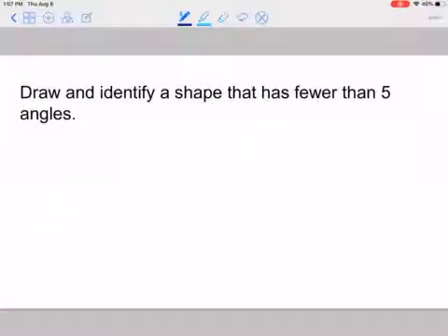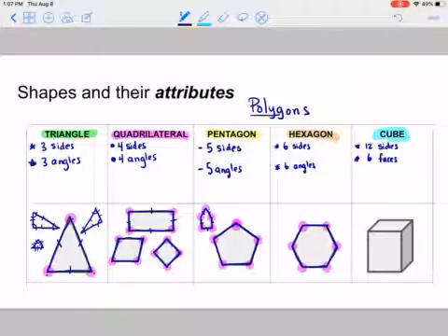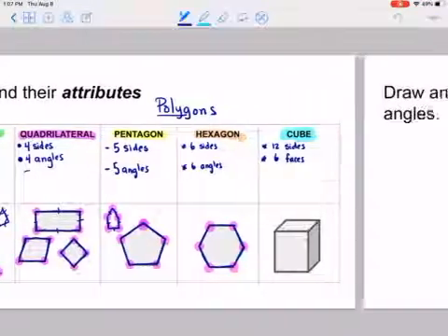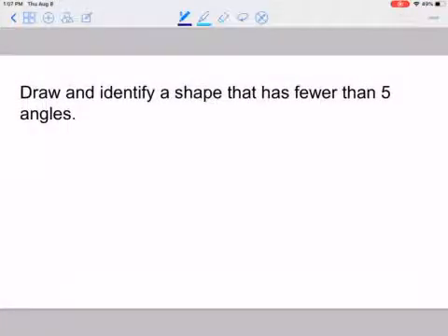Let's practice in class, but let's look at an example of a question or a prompt you might see here. It says, draw and identify a shape that has fewer than 5 angles. So let's go look at our chart. Which of these has fewer than 5, so less than 5? I see 3 angles here and 4 angles here, 3 angles with a triangle and 4 angles with a quadrilateral. So all you would need to do is draw a shape that has fewer than 5 angles. You could draw a parallelogram, and that would work.